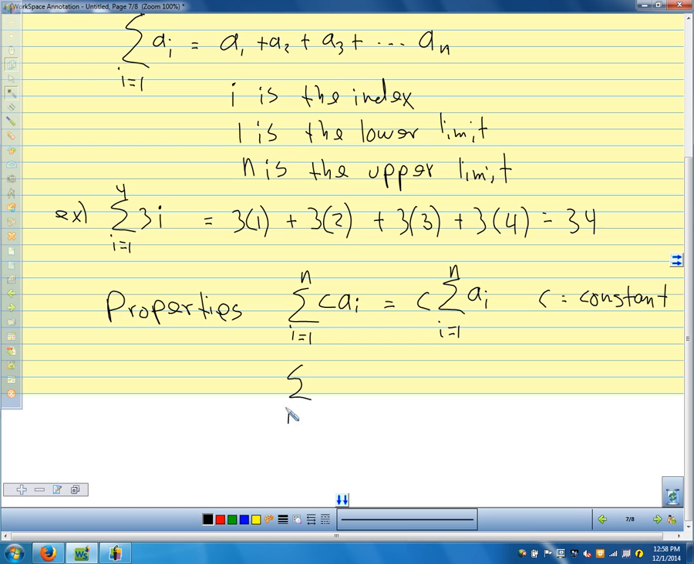And we can add or subtract terms inside the summation, or we can do them separately. So we can keep them together inside there, or we can pull them apart and do them separately. So just a couple of nice things that simplify working with series.